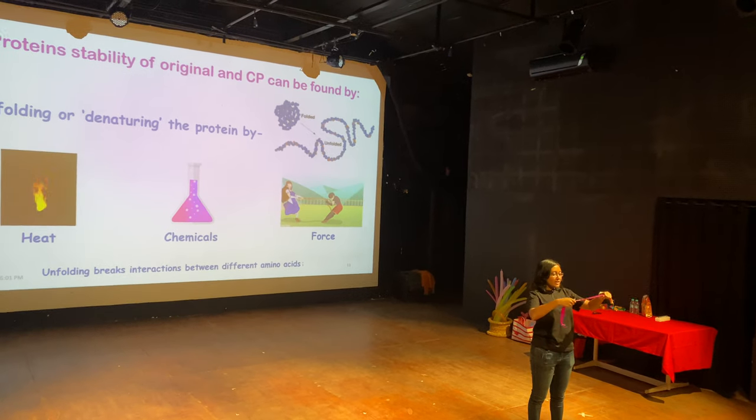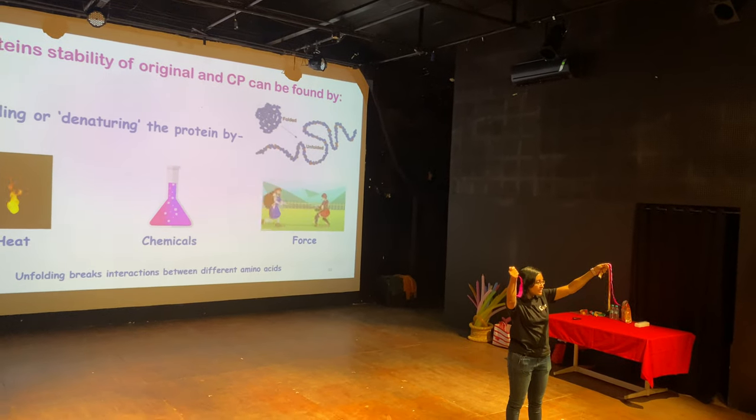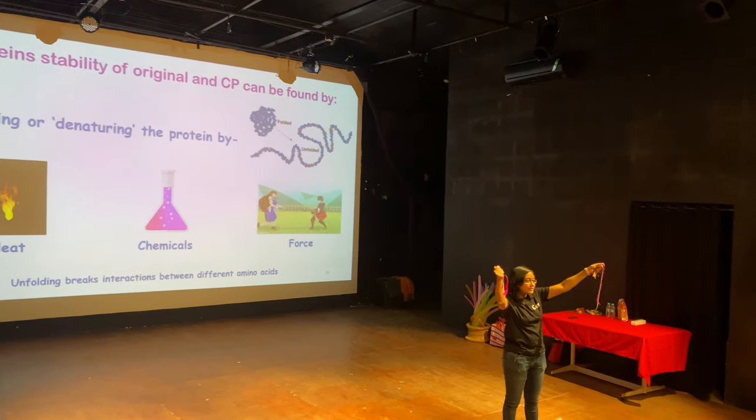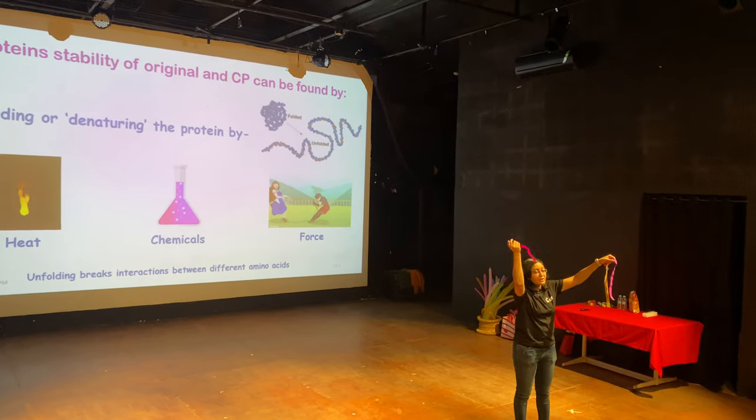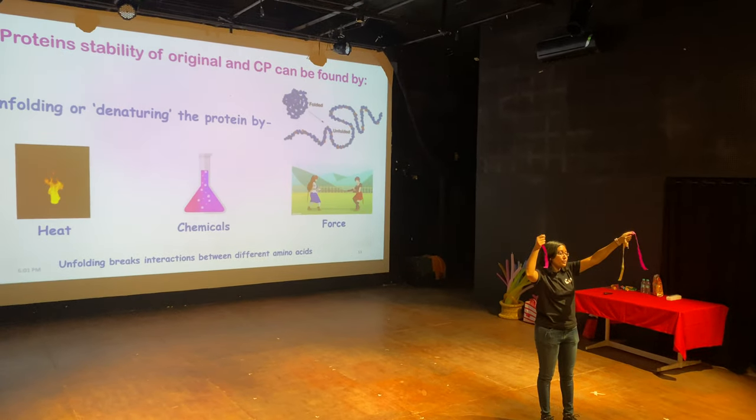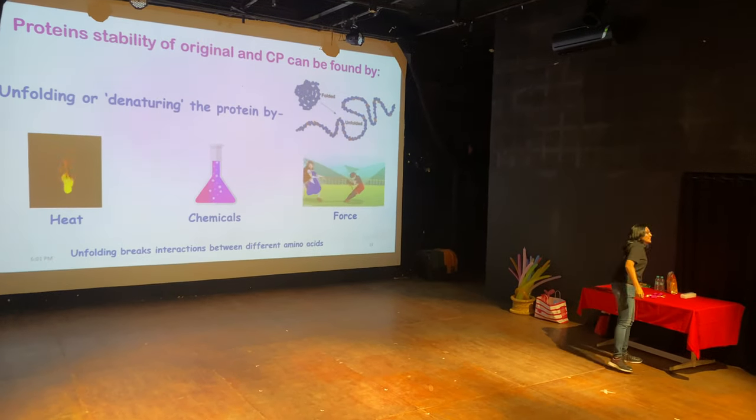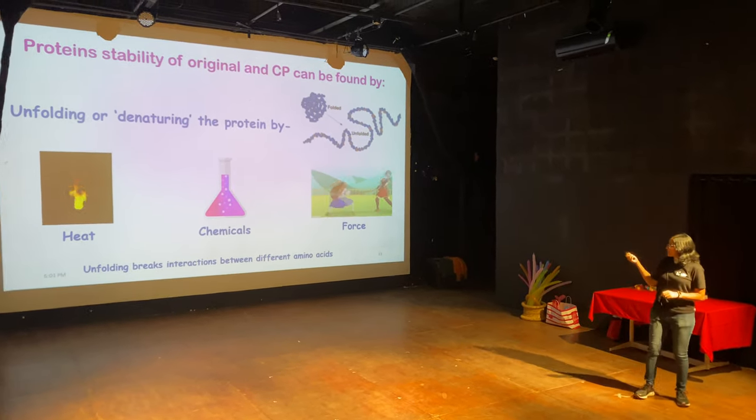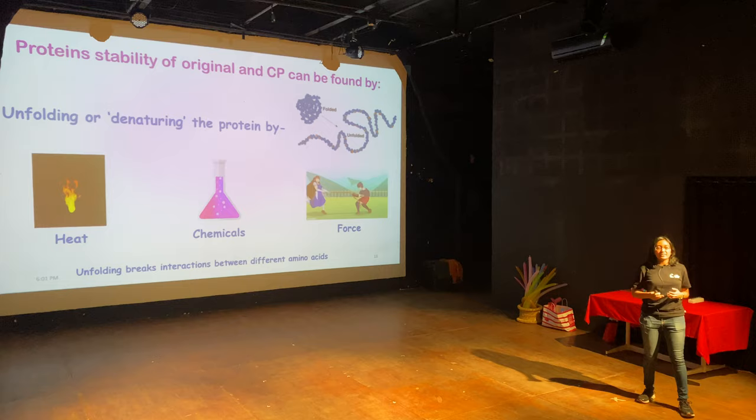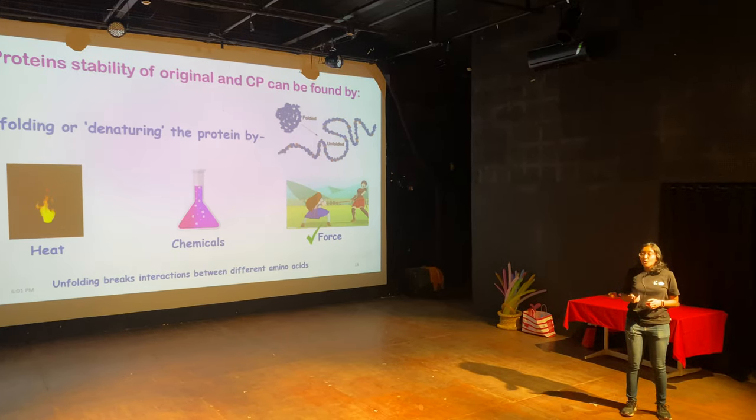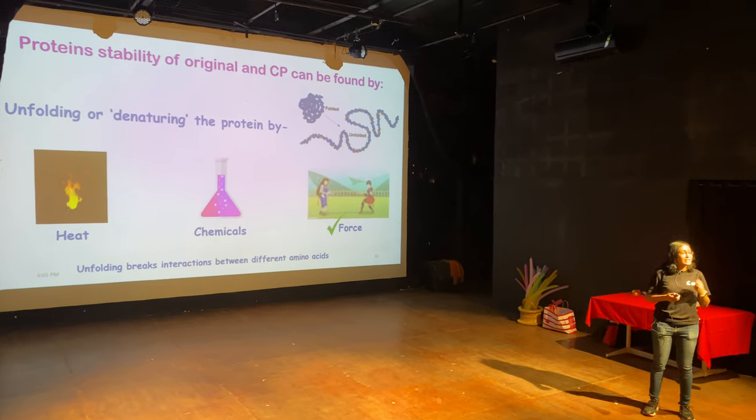Okay. Can I do this? So which one is stronger? Golden one or the pink one? Pink. The golden one or the pink one? Which is stronger? Golden one, right? So, thank you. So, you can see here that which of these techniques have I used? Heat, chemical or force? Force, right? So you can see that with force, I am able to say which ribbon is stronger. Similarly, by force, we can also say which protein is stronger.